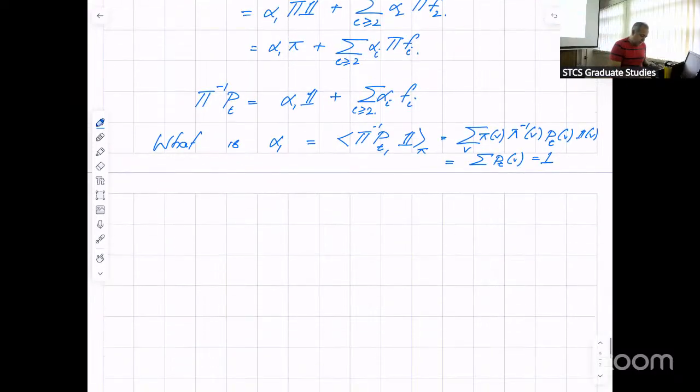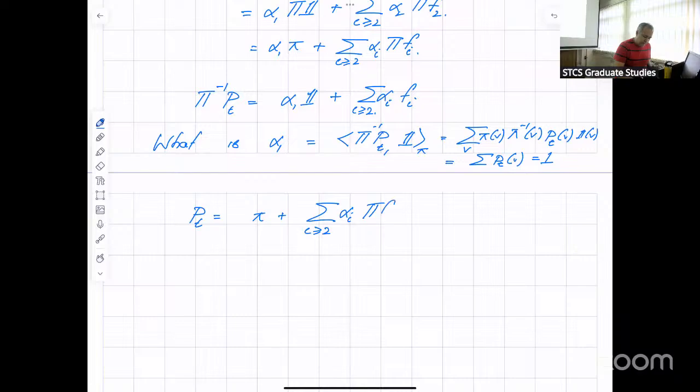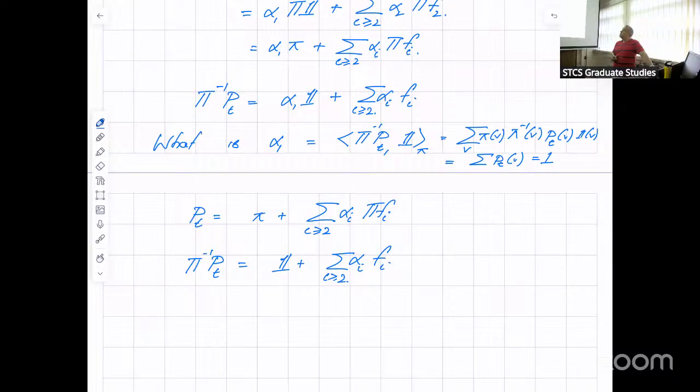Therefore, what we get is P^t is pi plus, i greater than or equal to 2, summation alpha i pi f_i, or pi inverse P^t, which is what we care for, is all ones plus summation alpha i f_i, i greater than or equal to 2. So in the expression for alpha 1, you used orthonormality of the f_i's under the pi inner product.